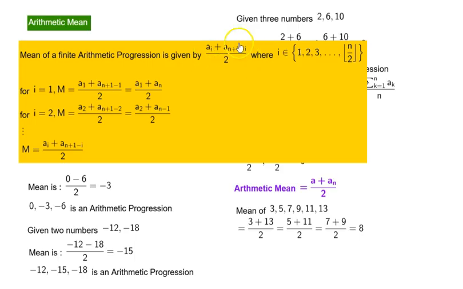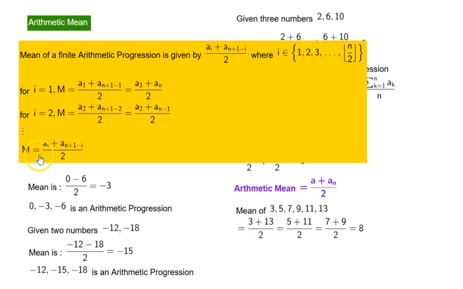Now, if we are going to use this formula to figure out the mean, if i is equal to 1, then what will be our expression? A sub i, that is a sub 1, plus a sub n plus 1 minus i. i is 1, so 1 minus 1 is 0. So a sub n. So we have (a1 plus a sub n) by 2. Now, if we take i equal to 2, then what happens? (a sub 2 plus a sub n plus 1 minus 2) by 2, which is equal to (a sub 2 plus a sub n minus 1) by 2.